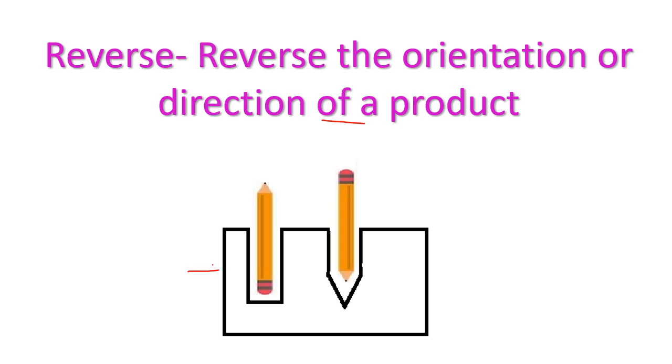Here we have a pencil stand. Initially the pencil stand holder is like this, so we need to put the pencil in the upward direction in that holder. After some time we change this direction into the reverse pose, and now we put the pencil in the downward direction, and it will give a better appearance when compared to the previous one.